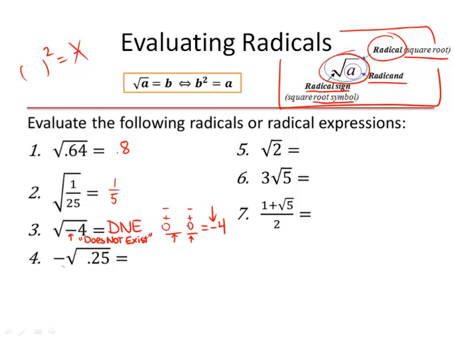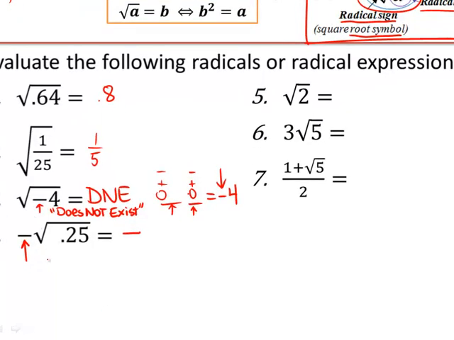Next question, we've got a negative, but it's on the outside. So we just let it hang out outside, no problems there. We're now looking at what's the square root of 0.25. We know that 0.5 times 0.5 gives us 0.25, so it would be -0.5.